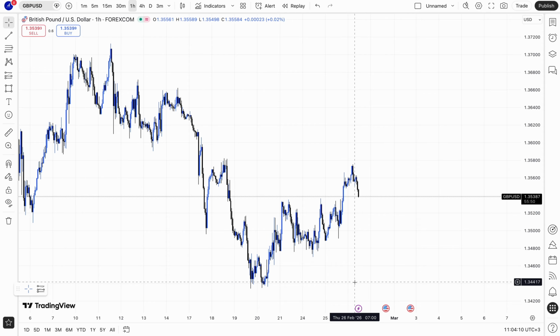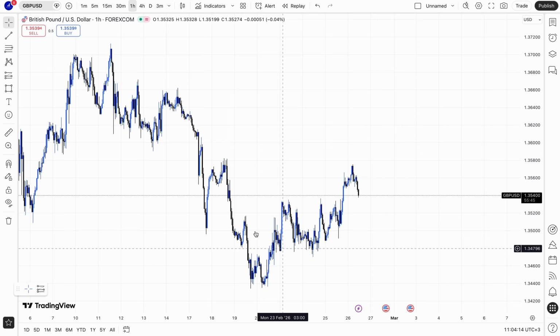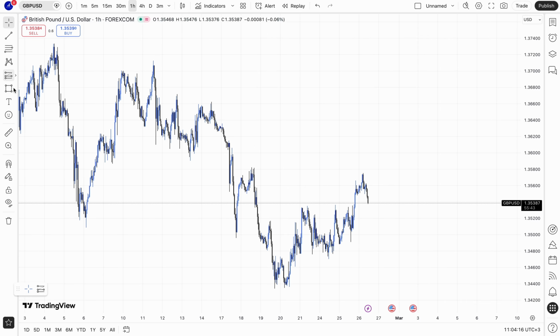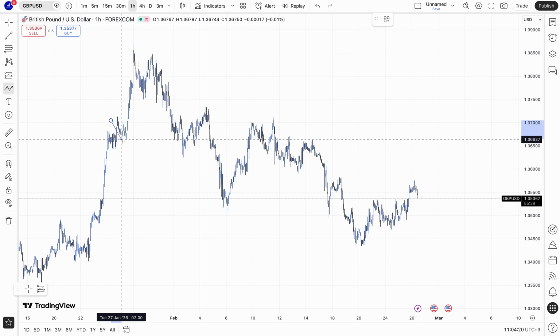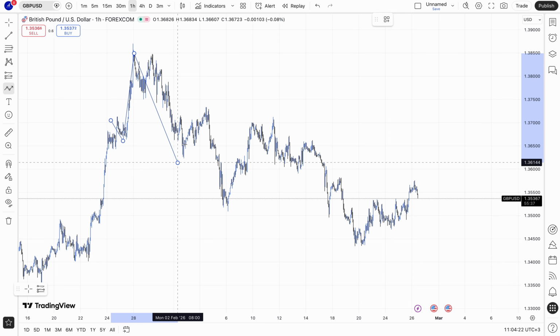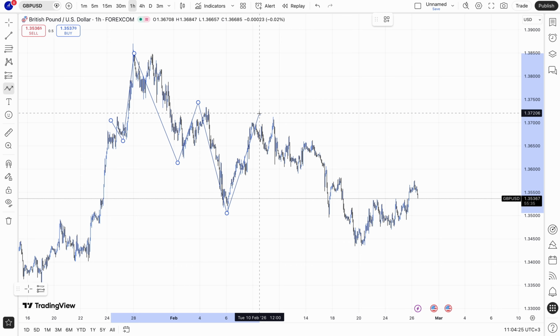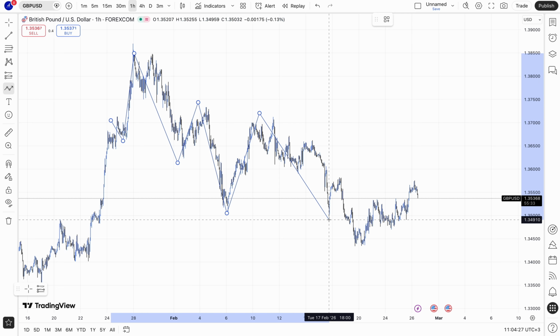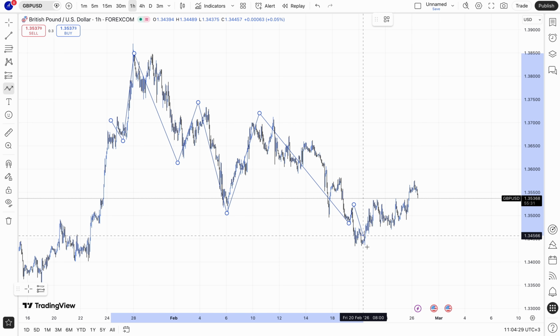Our setup and plan, and this is GU. Very simple price action. First and foremost is market structure. You can see this market structure is very simple. You can see it. Very simple market structure.